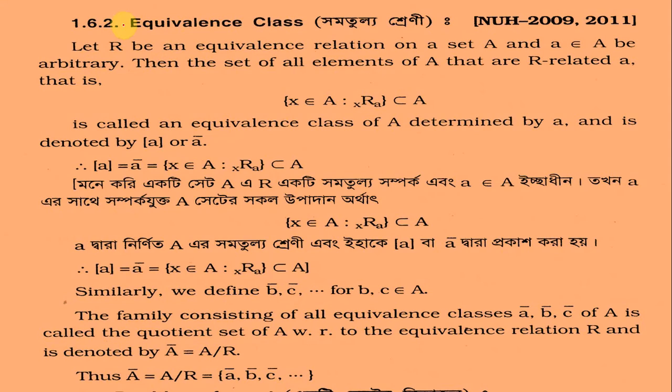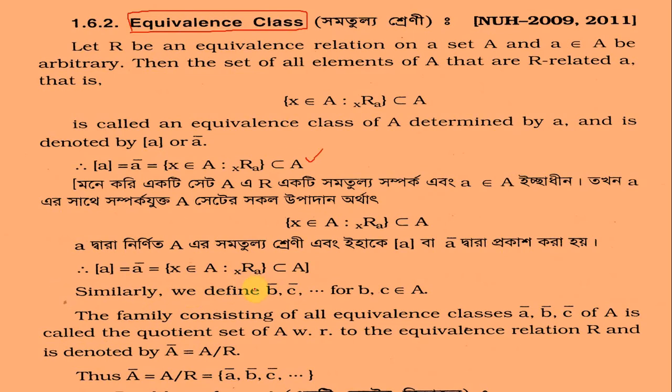My dear students, now we will discuss equivalence class. Let R be an equivalence relation on a set A and a belonging to A be arbitrary. Then the set of all elements of A that are related to a, that is {x belongs to A such that x is related to a}, a subset of A, is called an equivalence class of A determined by a and is denoted by [a] or a bar. That is, [a] equals a bar equals {x belongs to A such that x is related to a}, which is a subset of A.